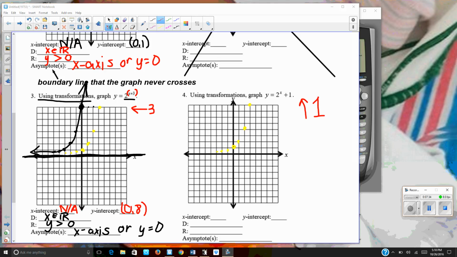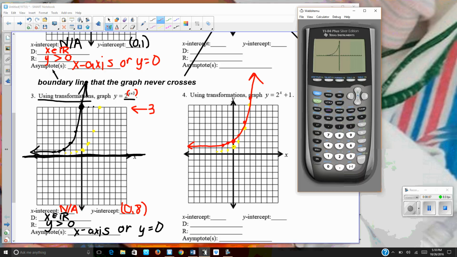So again, I've got the parent function points listed in yellow. You don't have to do that, but if that's helpful, you can graph the parent function and then shift those points up 1 unit. And then notice it also shifts the tail up 1 unit. So now this graph is not approaching the x-axis, it's been shifted up 1 unit.